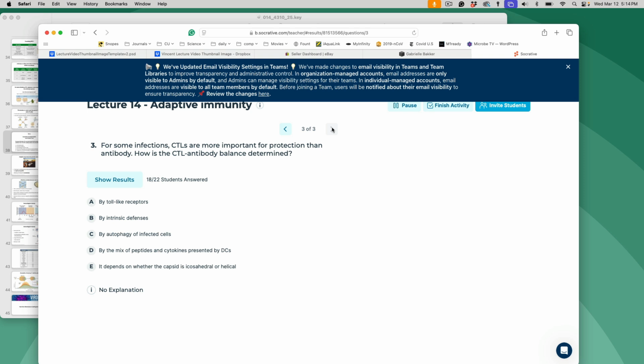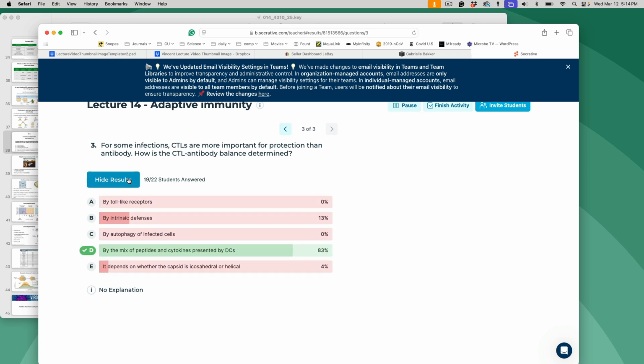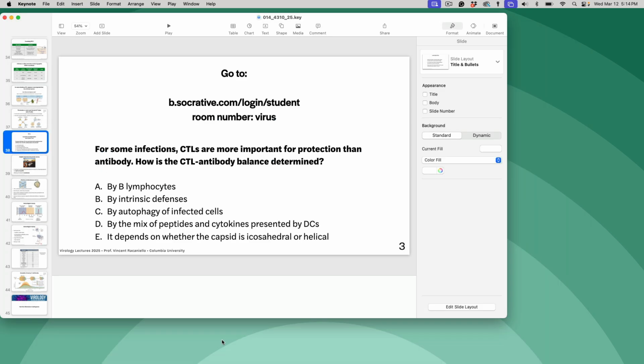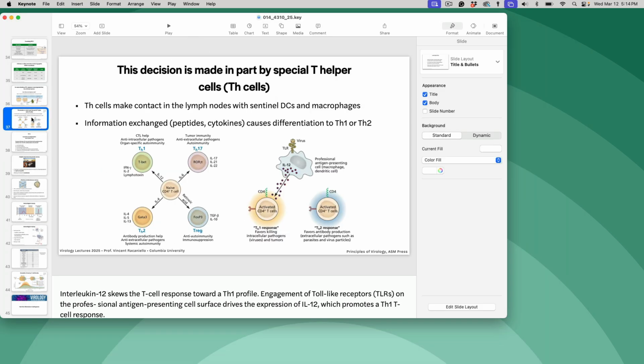Okay, how did we do? By the mix of peptides and cytokines presented by DCs, exactly. It's not by intrinsic defenses. That was long ago. And it doesn't matter whether the capsid is icosahedral or helical. So here again, it's the mix of cytokines and peptides. I don't show you the peptides here, but they're mentioned. That influences the differentiation into Th1 or Th2.